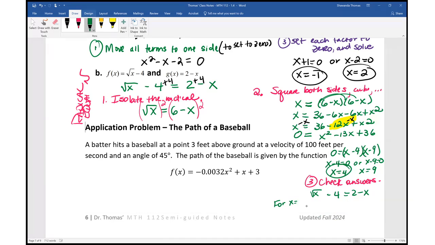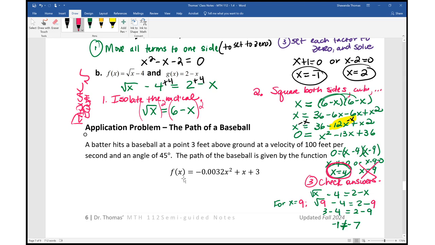All we want to see is, does the left-hand side equal the right-hand side? So the square root of 9 this time minus 4, does it equal 2 minus 9? Well, the square root of 9 is 3, minus 4. Not looking good, because 3 minus 4 is negative 1, and 2 minus 9 is negative 7. Negative 1 does not equal negative 7. Therefore, we can rule out 9. x equals 4 is the only solution to this radical equation.